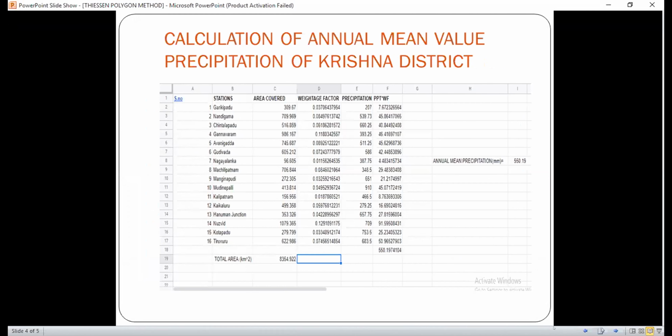One second. I'm not able to see very clearly. So the area covered is 8,300 square kilometers for Krishna district. That sounds reasonable. And the annual mean precipitation value is about 550.